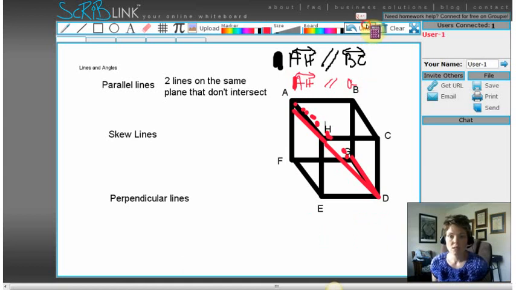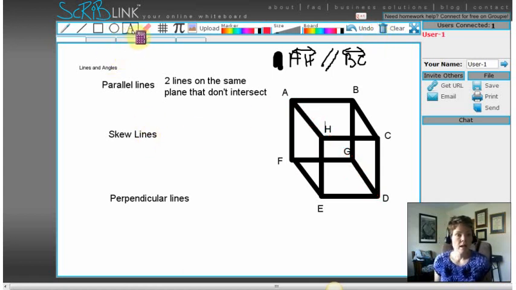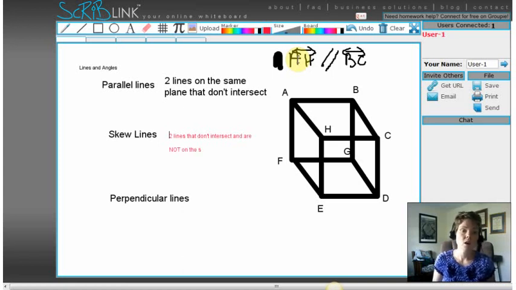I'm going to get some of this off so that I can talk about skew lines. Now, skew lines are two lines that don't intersect but are not on the same plane. Two lines that don't intersect and are not on the same plane.